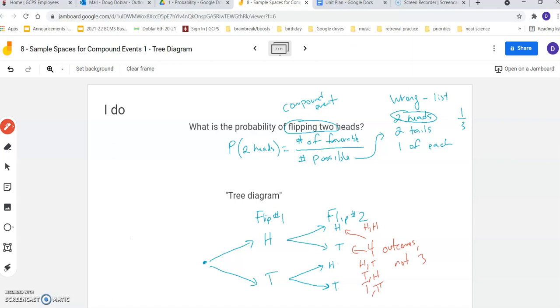So what's my probability? Well, out of those 4 outcomes, only 1 is heads, then heads. So you don't actually have a 1 in 3 chance of flipping 2 heads. You have a 1 in 4 chance of flipping 2 heads. And the tree diagram makes that really clear. It's easy to see there's 4 outcomes, not 3.